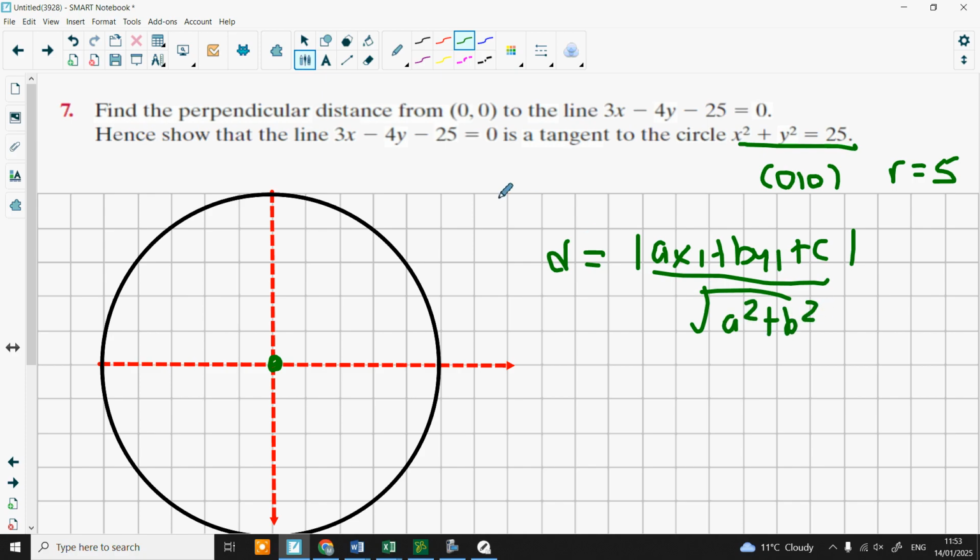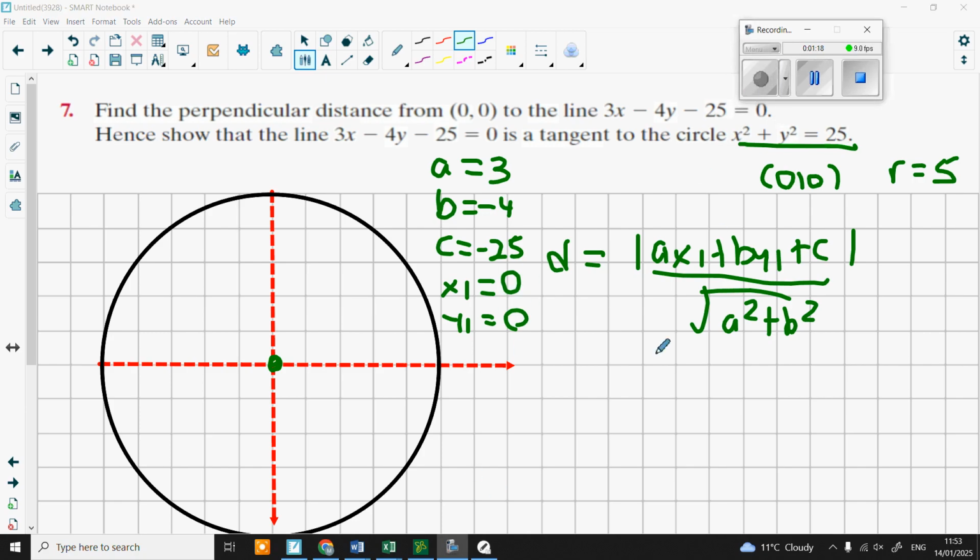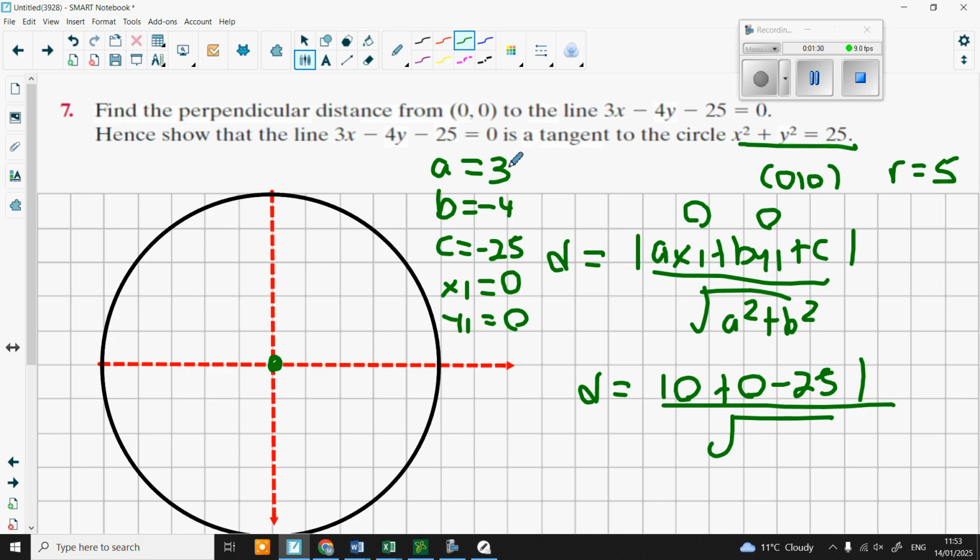Okay, I want you to make a list and then do it. So A is 3, B is minus 4, C is minus 25. What's x1 and y1? Okay, go on. Find the distance for me now, please. So most of us found out that the x1 and y1 combo are going to be 0, 0. The C value is minus 25. All divided by the square root of A squared plus B squared is what, guys? 3 squared plus minus 4 squared. We're going to get a D value of 25 over 5, a D value of 5.